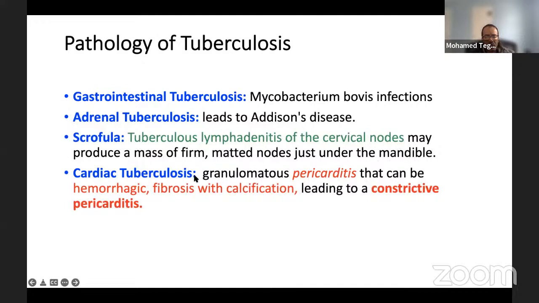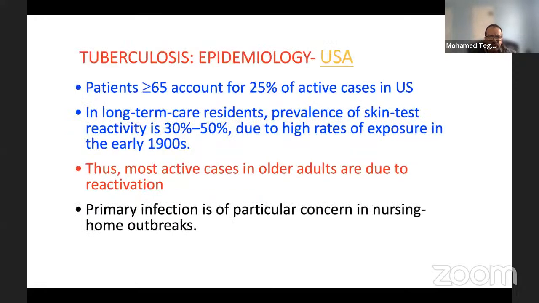Cardiac TB, also as a result of this dissemination, can lead to pericarditis, and that pericarditis can be complicated with hemorrhage, and can later be complicated by fibrosis and calcification, and that at the end possibly can cause constrictive pericarditis, and that by itself can later progress to heart failure, as we all know.